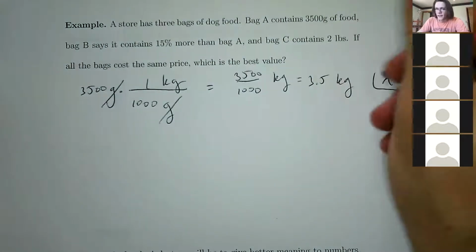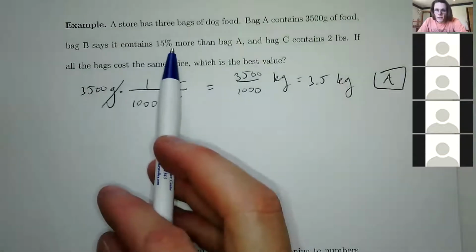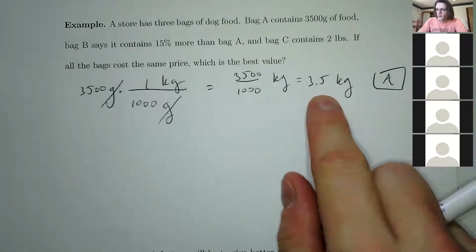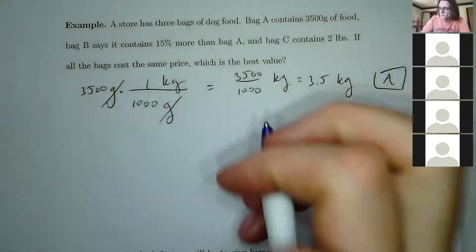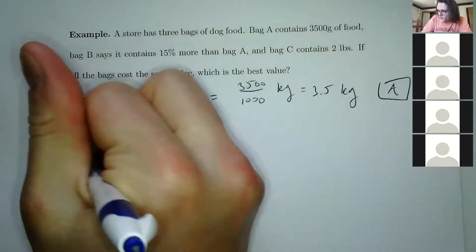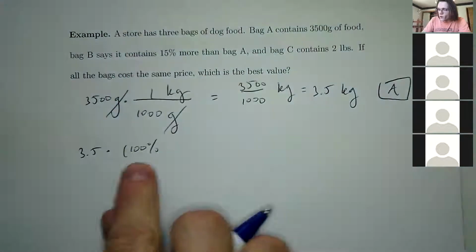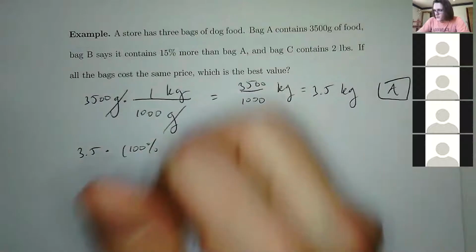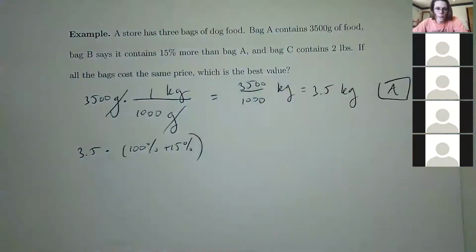I'll put an A next to it. Now bag B contains 15% more than bag A. So for bag B, I'll take this 3.5 kilograms and add 15% to it, right? We'll do it just like I did in the previous problem. So I do 3.5 times 100%, that's my whole 3.5, and then I'm adding on 15, so plus 15%. If it's already 15% more, wouldn't that already eliminate bag A?